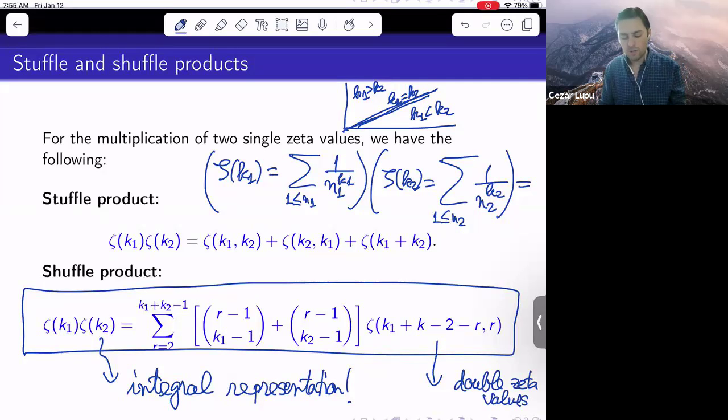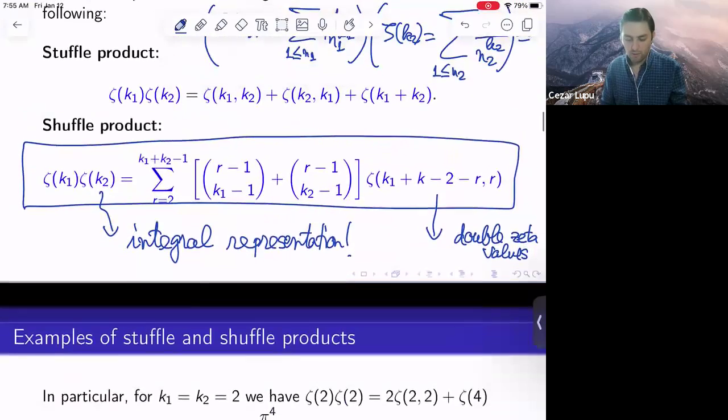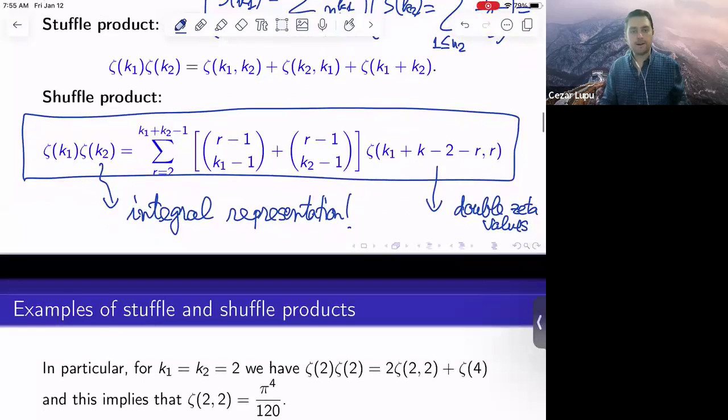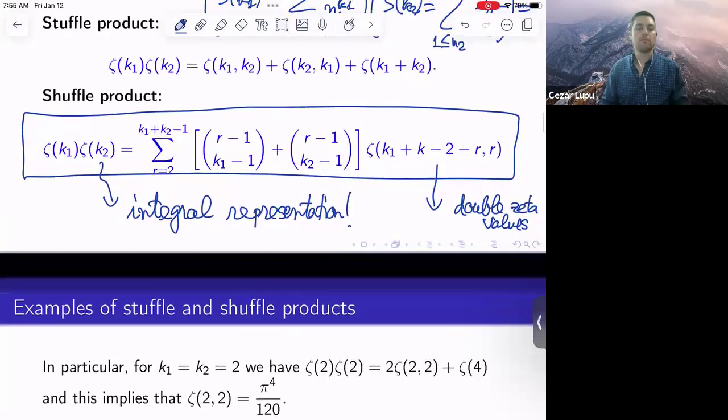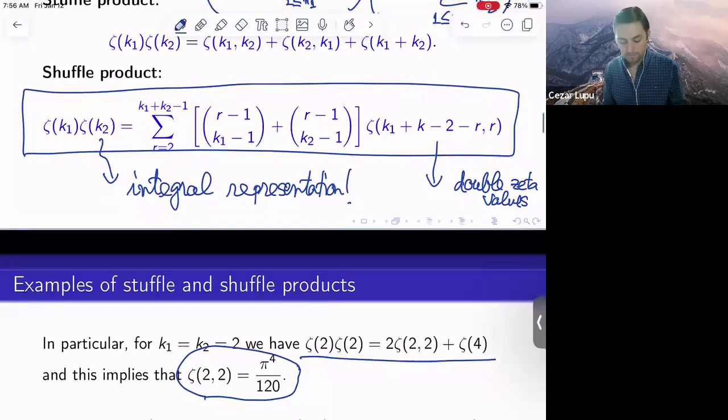I'll show how this works through some examples. So let me give you some examples with these two formulas. Imagine the Stuffle product, and let's take k1 equals k2 equals 2. If we plug this into the Stuffle product, we will have zeta of 2 times zeta of 2, which is 2 zeta of 2, 2 plus zeta of 4. You have this relation. And of course, since we know these values, zeta of 4 is pi to the fourth over 90, so it's pi to the fourth times a rational number.